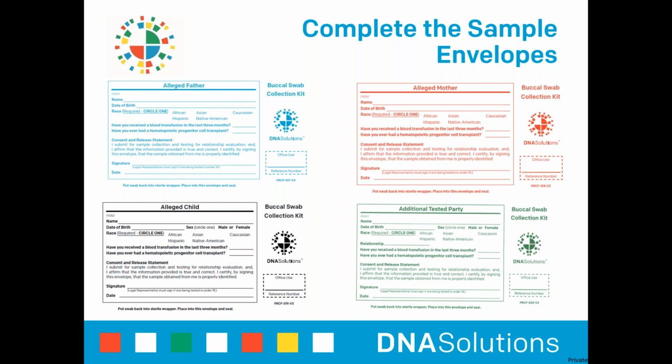Please note, if a legal guardian is completing a sample envelope on behalf of a minor, they need to provide correct information associated with the individual giving the sample. Frequently, legal guardians will mistakenly put down their own information rather than that of the minor. When samples are mislabeled, a recollection is often required, especially for legal cases.